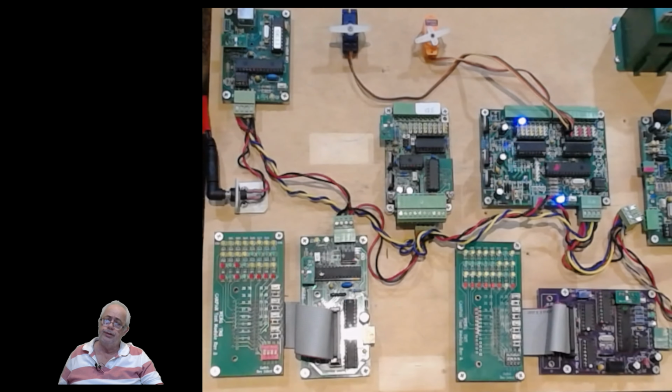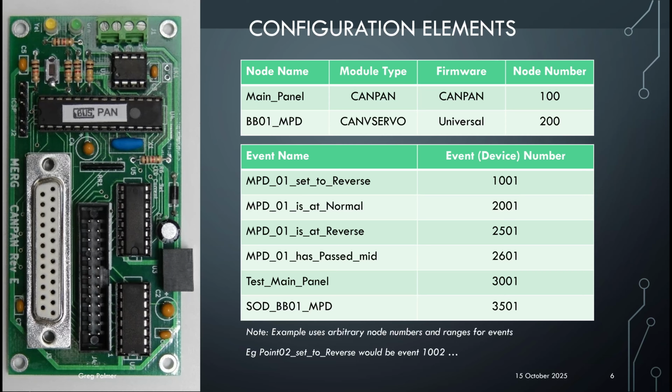Now, what's next? These are the configuration elements we're going to be working on. So we have to give the CANPAN a node number and a name. We have to give our CANVServo a node number and a name.